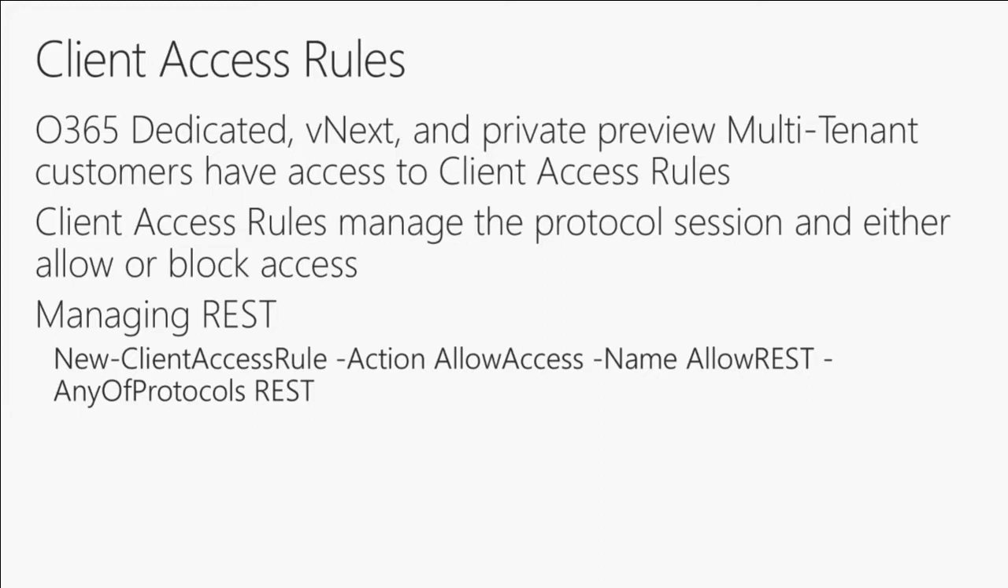Client access rules allow you to control access to the individual protocol session to Exchange. So if you didn't want to allow EWS access, you could control that at an IP level to Exchange Online, or MAPI/HTTP. Because we use the REST protocol between Azure and Exchange Online, for those of you that are using client access rules, you need to ensure that you set up a client access rule that allows the REST protocol to connect.